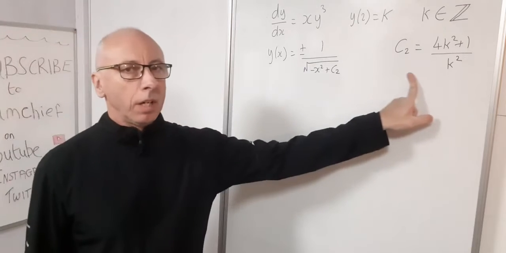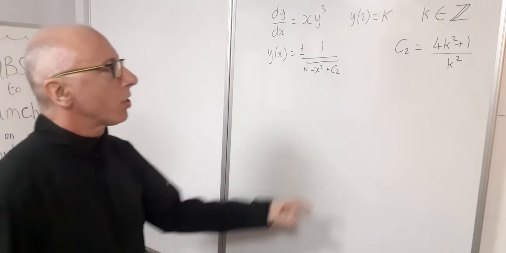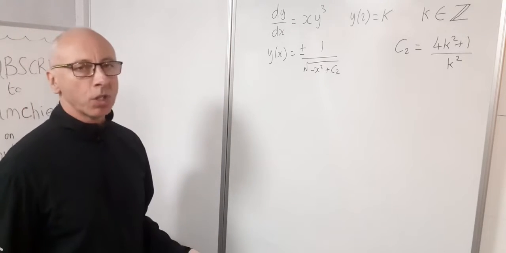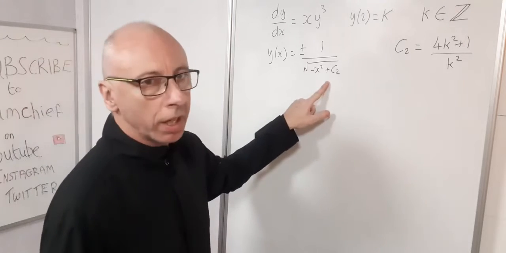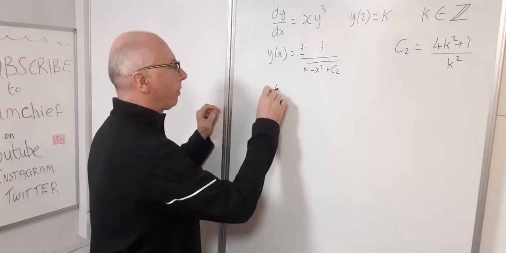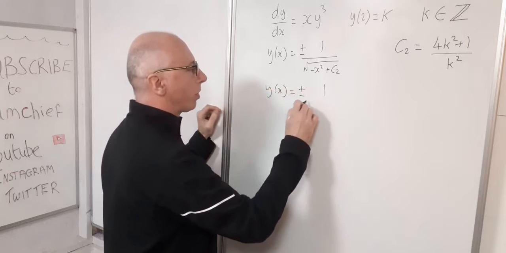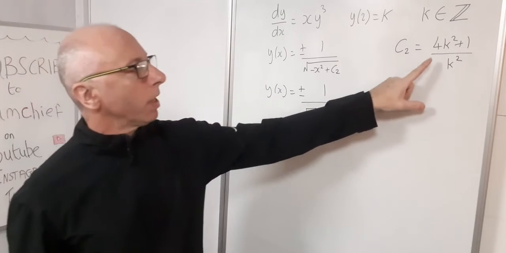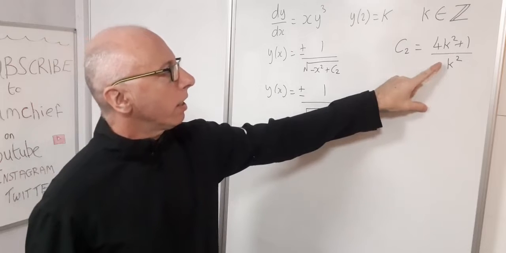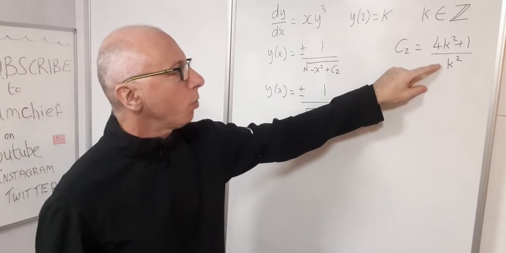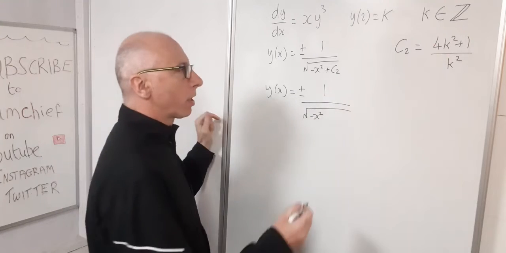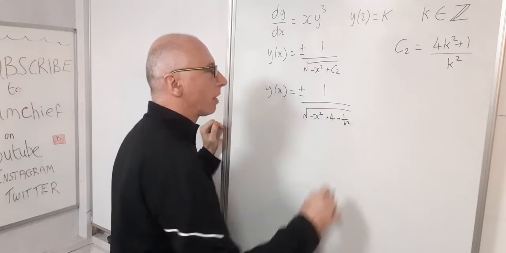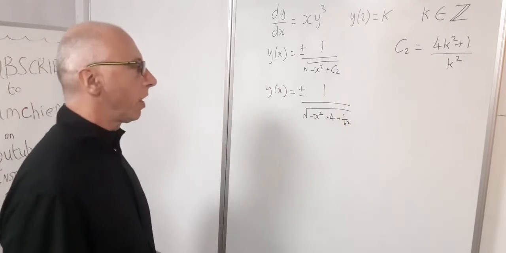Okay, so now I've got my solutions here that we've achieved so far with my c2 and my y of x. Now let's have a look at what's going on when I plug in my c2 to my solution. So now I've got y of x equals plus or minus 1 over the square root of minus x squared plus my c2. Now c2 here, I could write this as 4 plus 1 over k squared if I wished, or I could just write it like that, which is also fine.